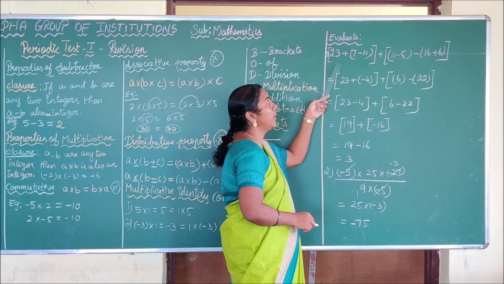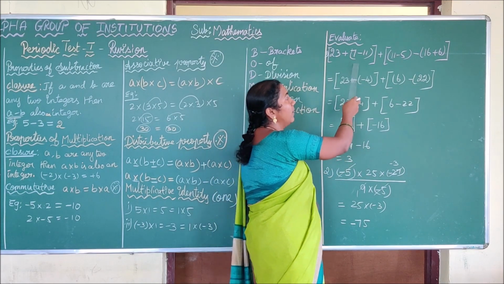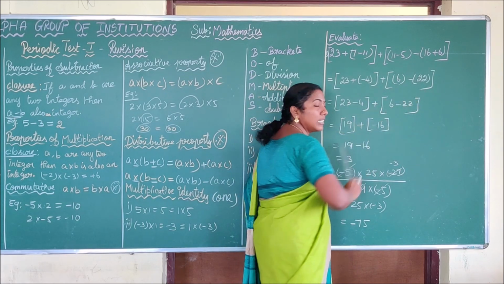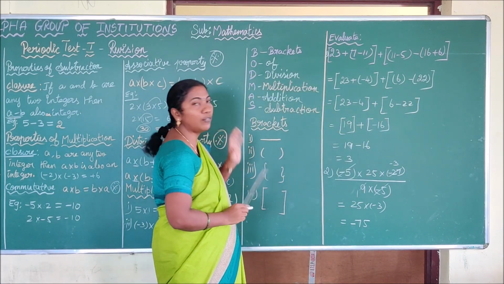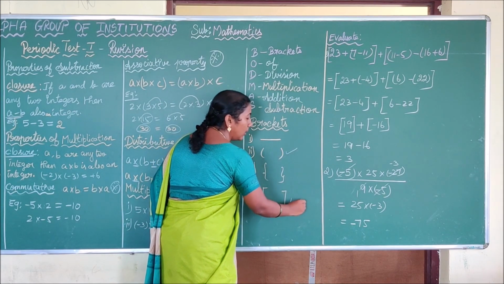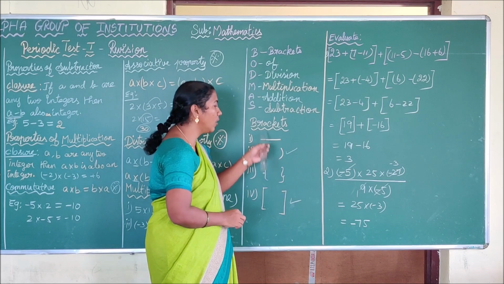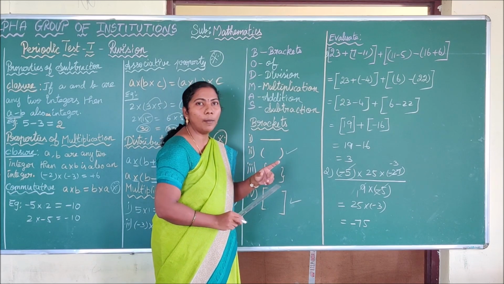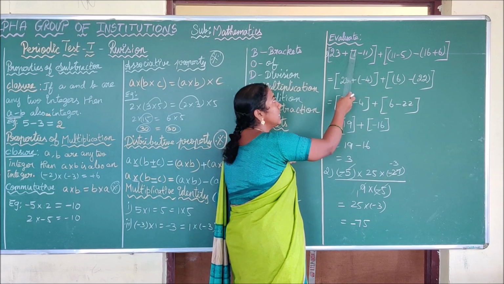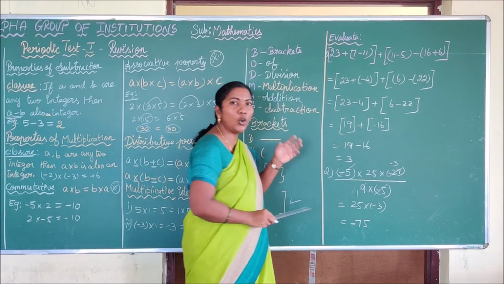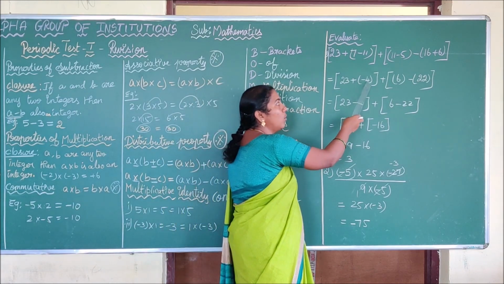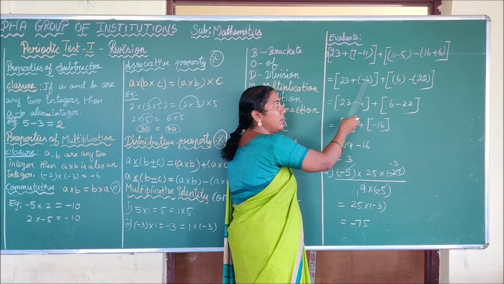Evaluate 23 plus [7 minus 11] plus [11 minus 5] minus [16 plus 6]. Here we have the brackets first. Okay, what are the types of bracket we are having? Simple bracket and then square bracket. So in the order of brackets, first you have to operate the simple bracket. Thus we are evaluating the simple bracket first. 7 minus 11. As per the rule, you have to subtract the smaller number from the larger number. You get 4, and the result takes the sign of the larger number, minus 4.